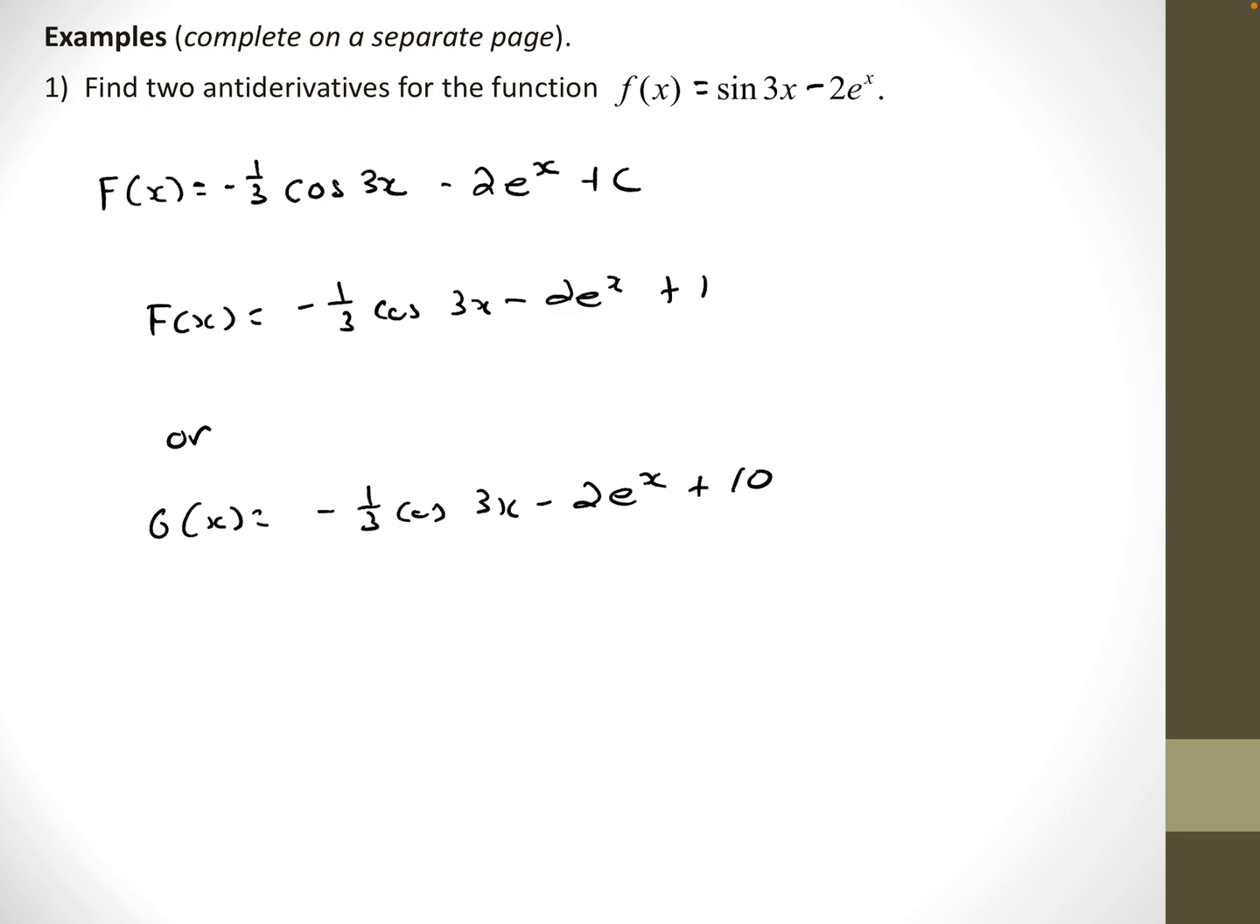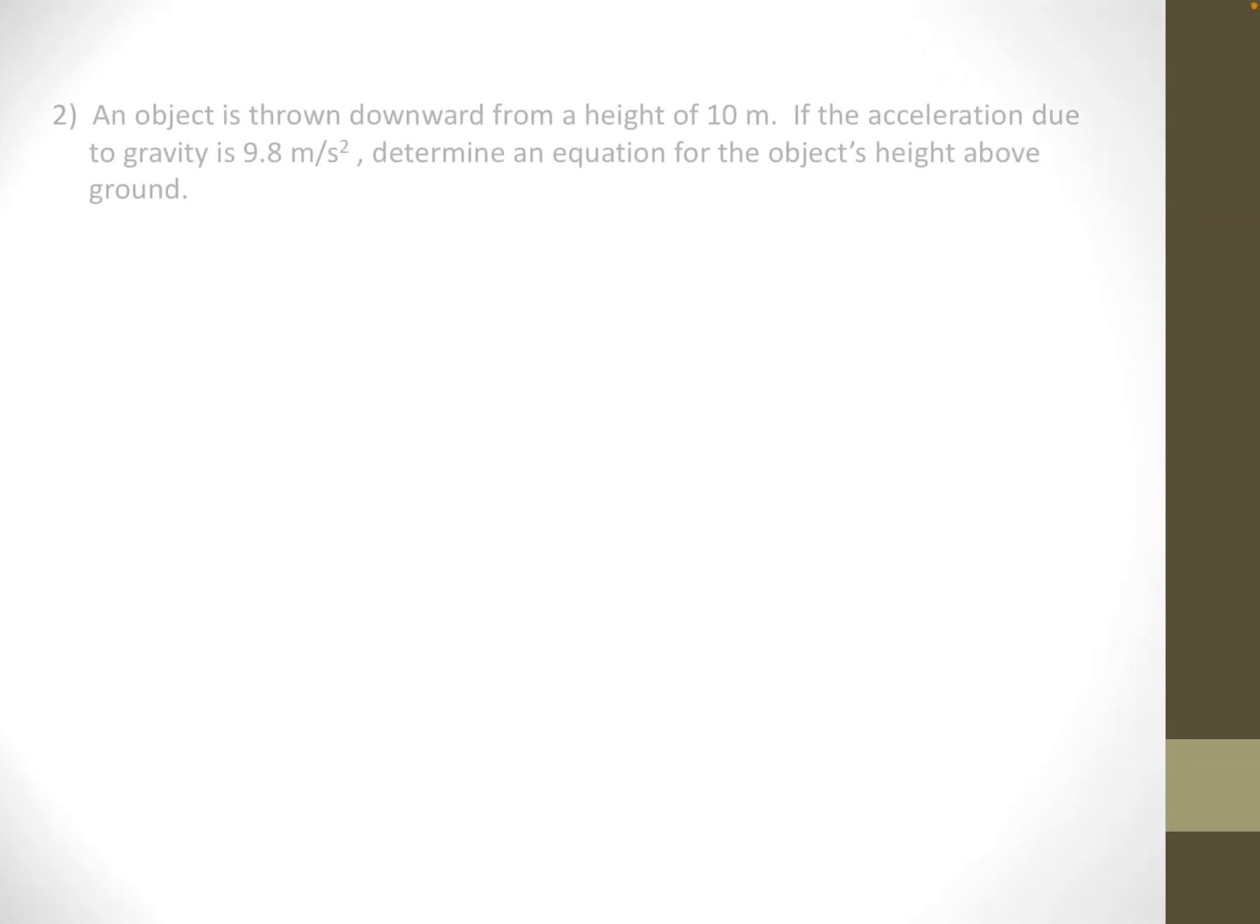When I take the derivative of those things, I end up with the original function. So to find antiderivatives, I'm just playing around with those coefficients and those functions to get something that's going to come out as the right derivative.